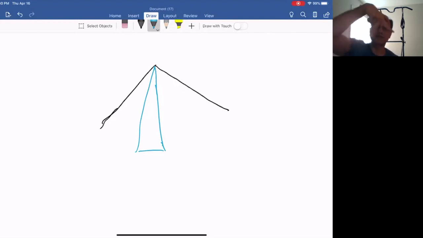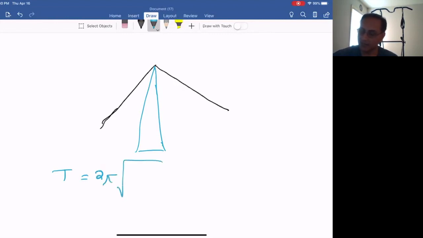Let me see if I can do it with my fingers. Okay. Right, you have to find the time period of that. So again, same thing. The formula is T is equal to 2 pi square root of I divided by MgL. I would be the moment of inertia of the two rods about the pivot point. Let's just name that O.